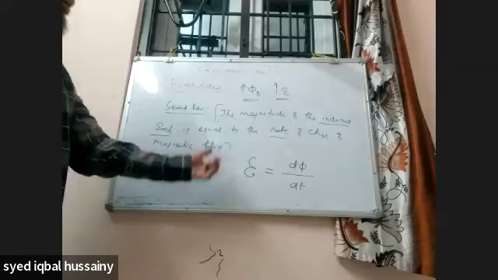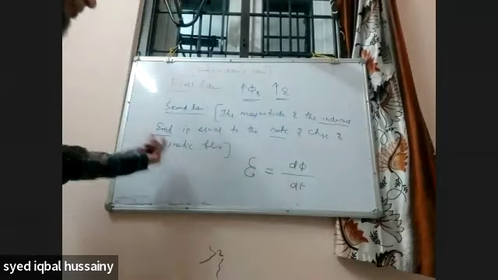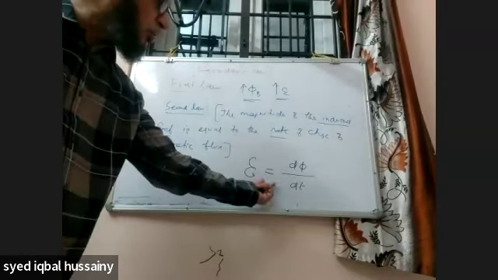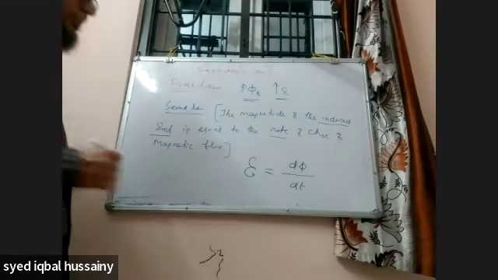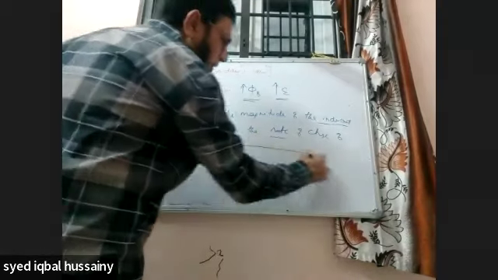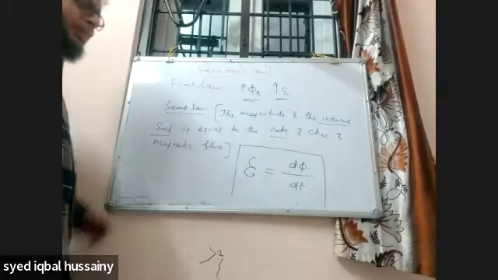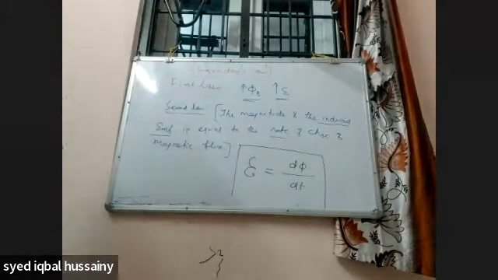The magnitude of the induced EMF. So induced EMF is equal to the rate of change of flux. EMF is equal to d phi by dt. Because it's not value also. Okay.